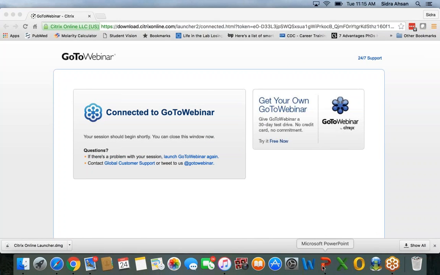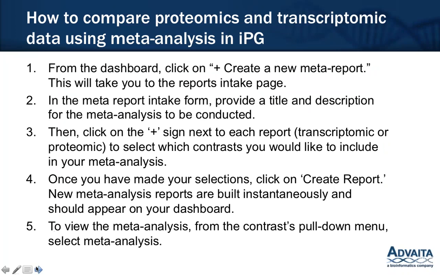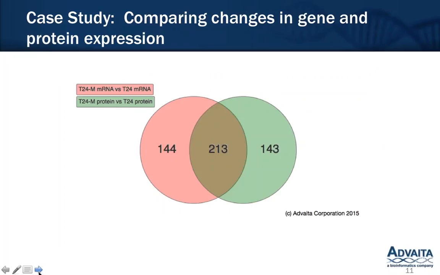Let me quickly go back to the slideshow here. So just to review, using the meta-analysis feature in iPathway Guide, I looked at the common genes and proteins between the protein data set and the mRNA data set. And one thing that I might have forgotten to mention, which is important to know, is that these cells were the same exact cells from which the protein and mRNA were extracted. And what we found was that about 80% of genes are at least translated into protein in this data set.